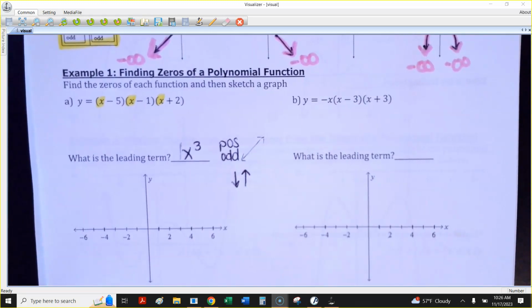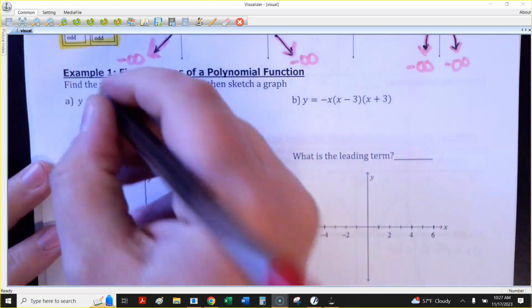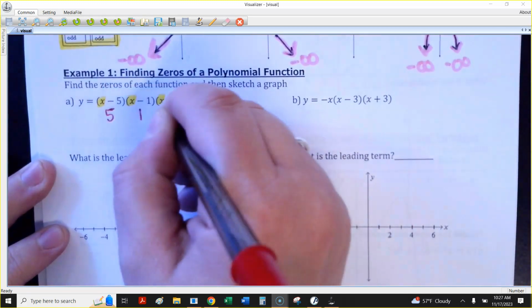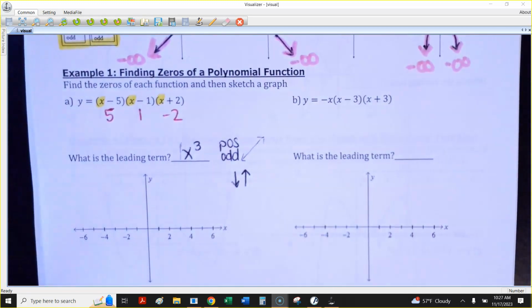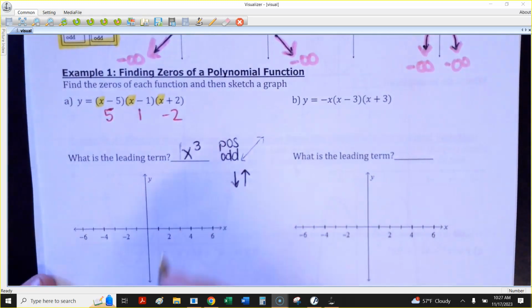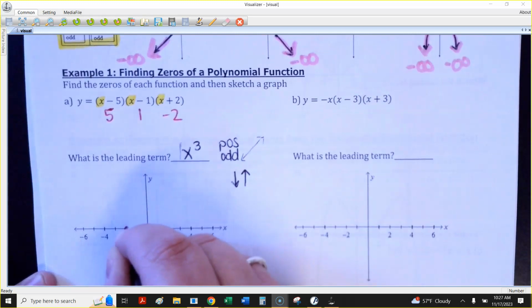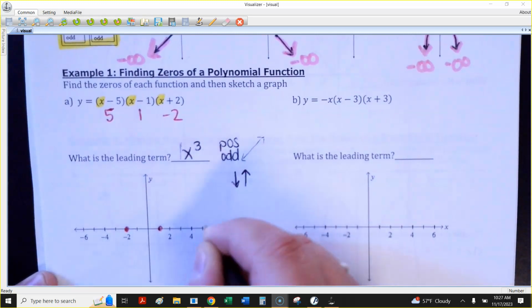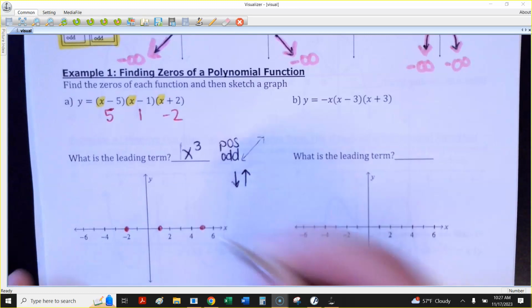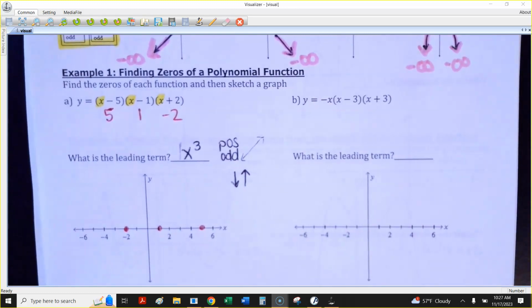So if I can figure out the zeros, those are the places we're going to touch the x-axis. So if I've got x minus 5, x minus 1, x plus 2, what are my zeros for that? Joe, what do you think? Yes, okay, so 5, 1, and negative 2. Those are the zeros. So those x values, I'm just going to plot on the x-axis. So I've got a negative 2, I've got a 1, and I'm just making a little dot. So those are the zeros. That's where the graph will interact with the x-axis.